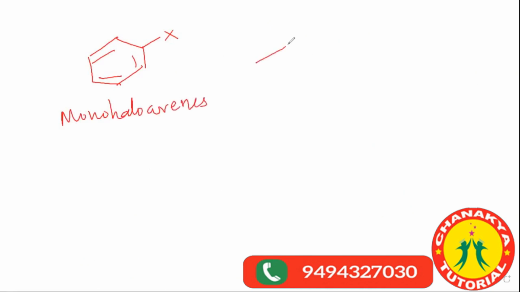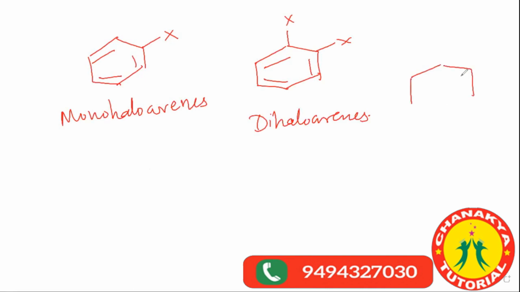And if 2 hydrogens would be replaced with halogen, that would be what? Dihaloarene. And whenever 3 hydrogens would be replaced with halogen, then that would be trihaloarenes. Fine.